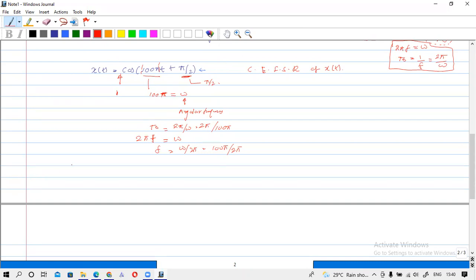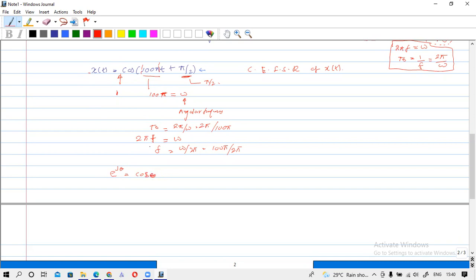We can use Euler's formula. Yes, thank you. Okay, very good. So we can use Euler's formula. You know Euler's formula. Euler's formula is this: e^(jθ) is equal to cos θ.